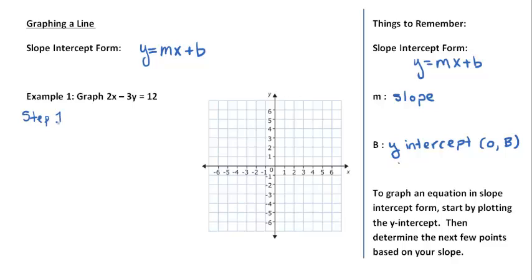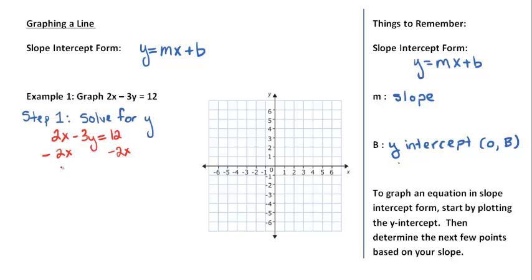So my first step in order to graph this given equation, which is the same equation that we just completed, but in order to graph it using slope-intercept form, I first have to solve for y. So I'm going to solve, where does 2x minus 3y equal 12? I'm going to solve that for y.